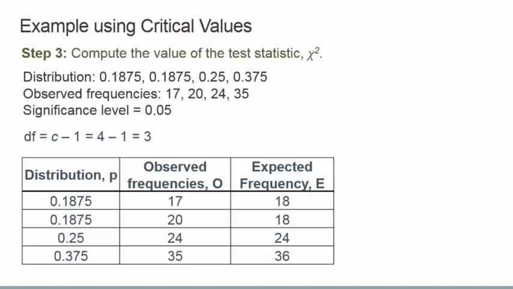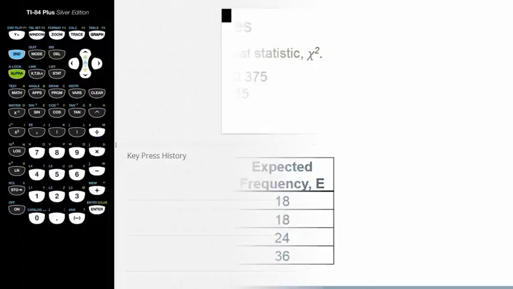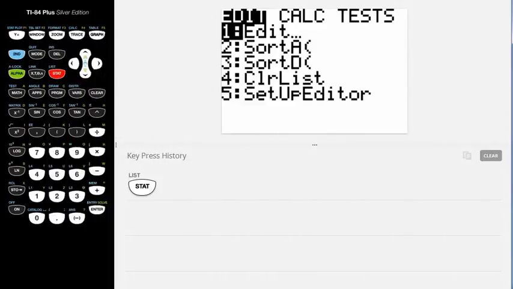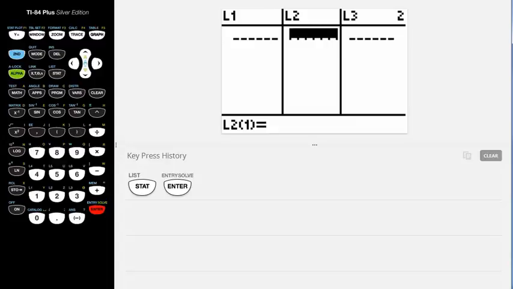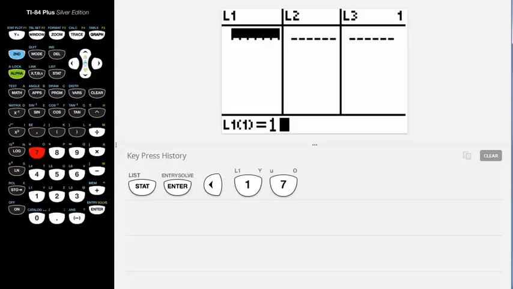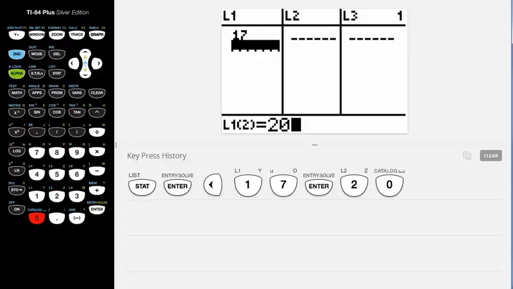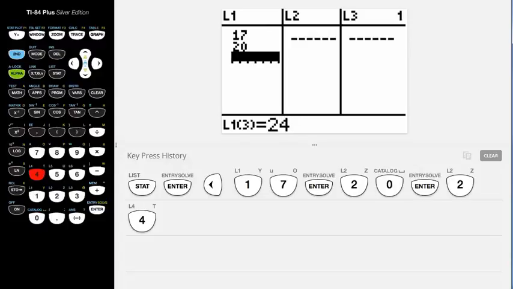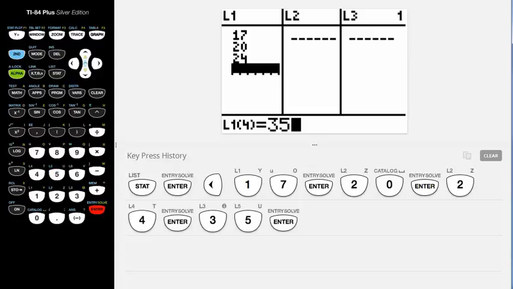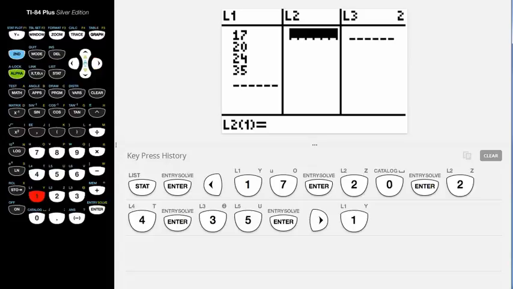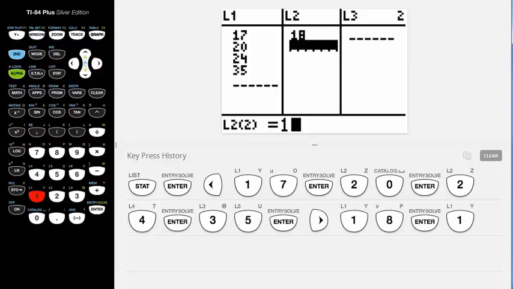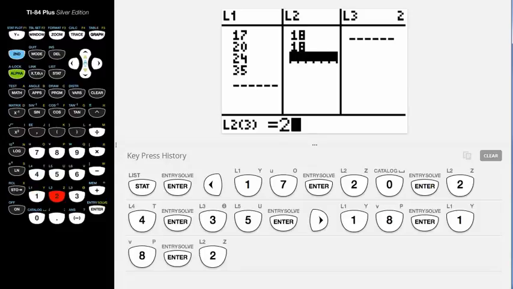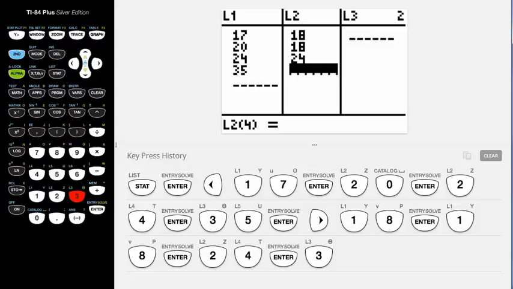So now I want to find chi-squared. Going to our calculator, we want to go to Stat, Edit, and under L1 we want to type our observed frequencies O: 17, 20, 24, 35. Under L2, we want to type our expected frequency E: 18, 18, 24, 36.